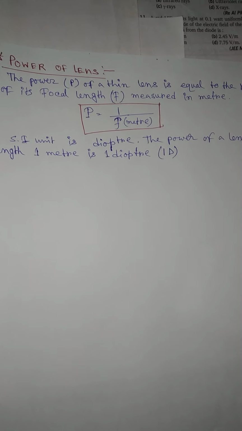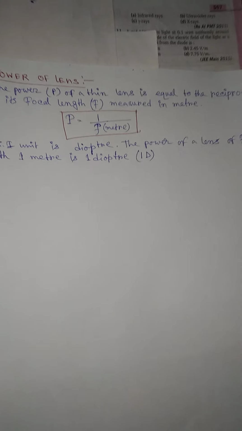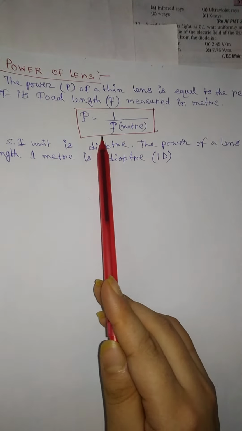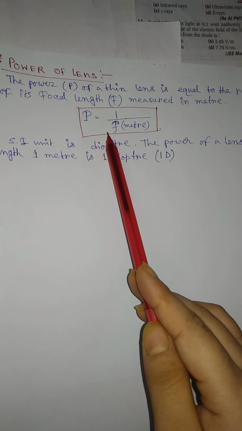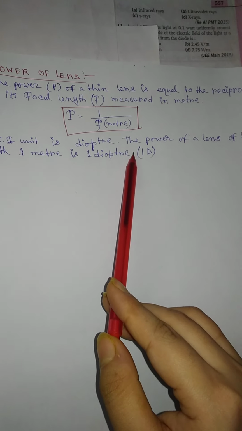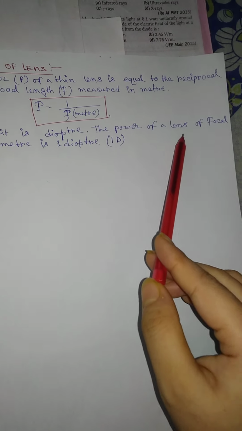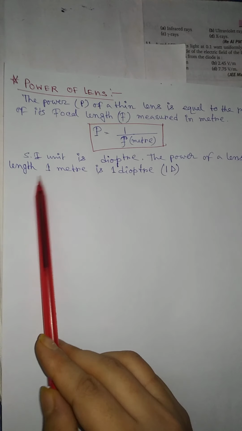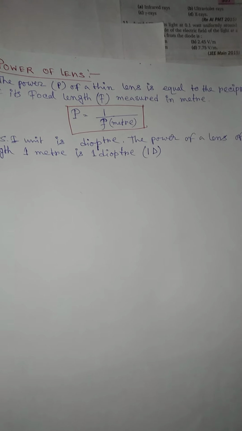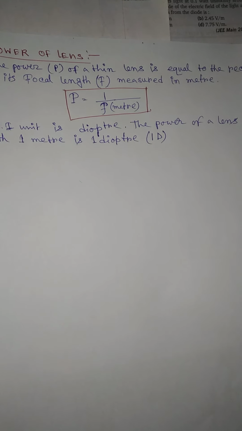Power of a lens. The power of a thin lens is equal to the reciprocal of its focal length, which is measured in meters. So P equals 1 by focal length, which should be measured in meters. The SI unit is the diopter. The power of a lens of focal length 1 meter is called 1 diopter, that means 1 D.